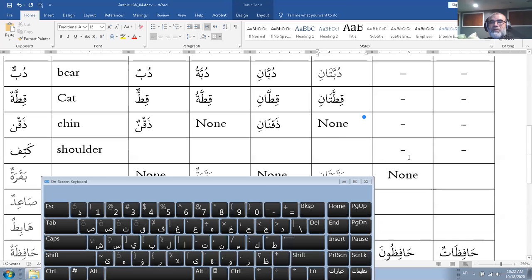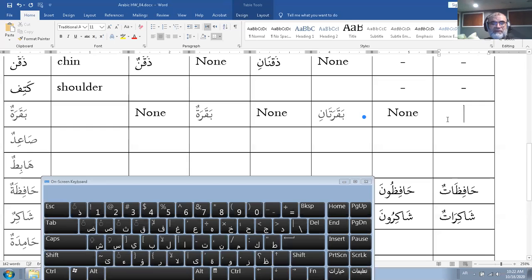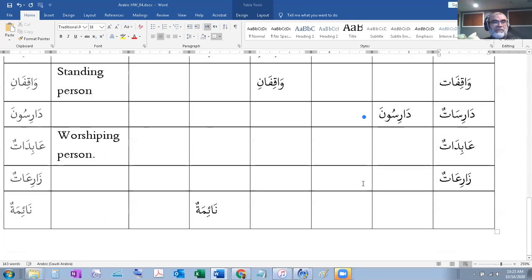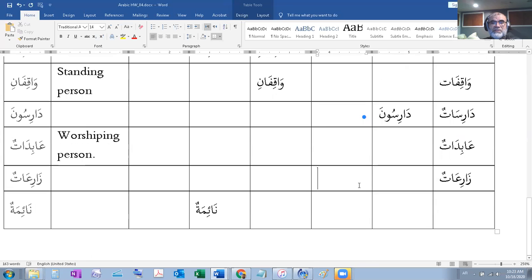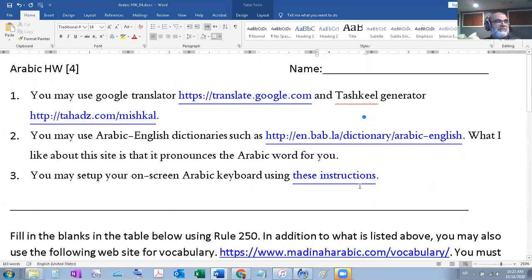How about the regular female plural? Yes, it exists. That's why I left it for you here. So baqarat. Just take away the ta' marbuta and add alif ta'. Baqarat. And since it's not a name, you can put tanween here, baqaratun, which is the default case. Any questions about this? Any question? Should be easy for you guys to do.